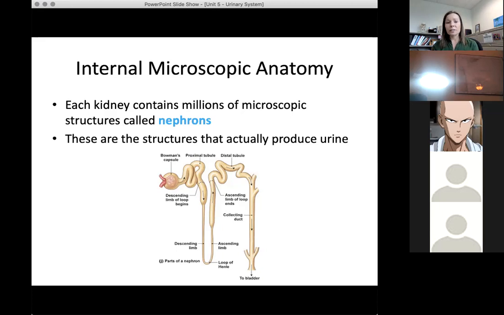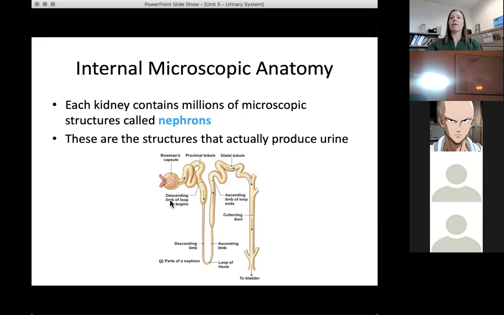For the location, these are found primarily in the renal cortex and in the renal pyramids. Another interesting thing is that you are born with a certain number of nephrons, and unfortunately, if they are damaged, they cannot be repaired, they cannot regenerate. So if you have major kidney damage, it's going to stay like that. It can't be repaired.